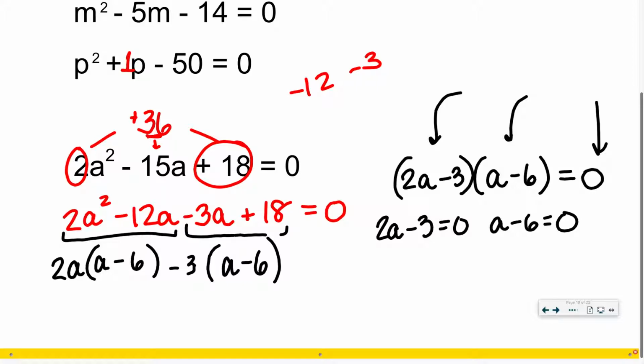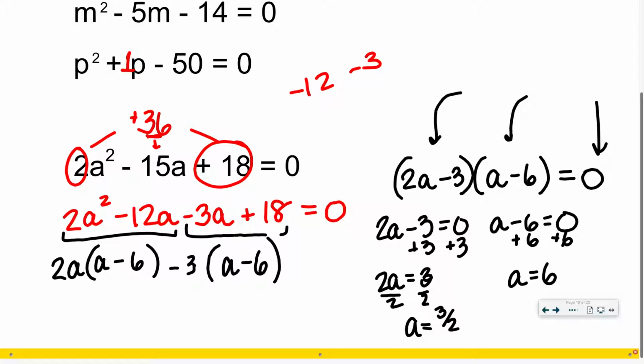How do I solve for a in this left equation? Plus 3. Add 3. 2a equals 3. What's a? Divide by 2. A is 3 halves. How about this one? Plus 6. What did we just find? The solution to the quadratic. This quadratic will cross the x-axis at 3/2 and at 6.